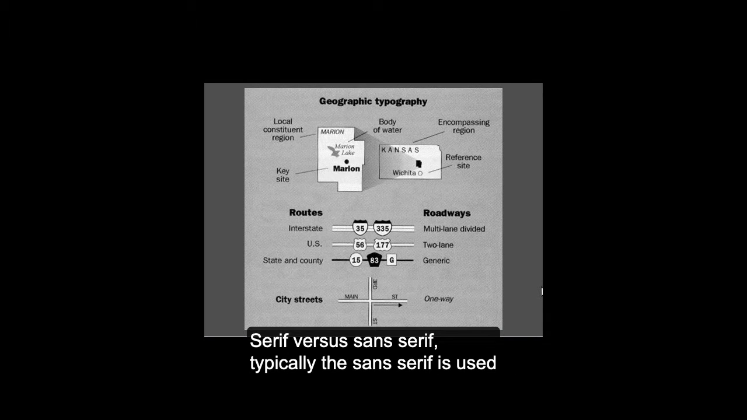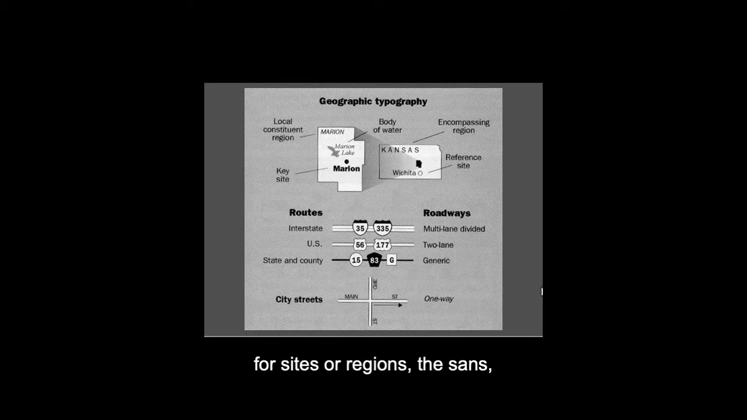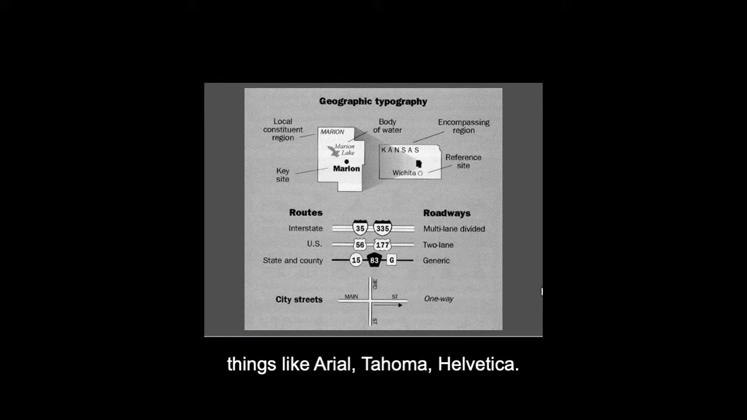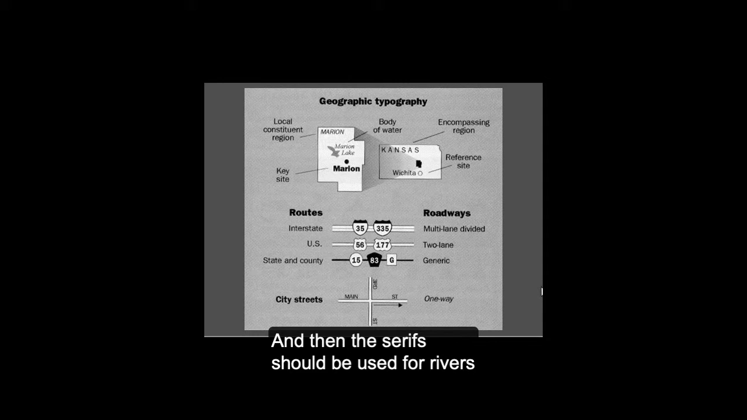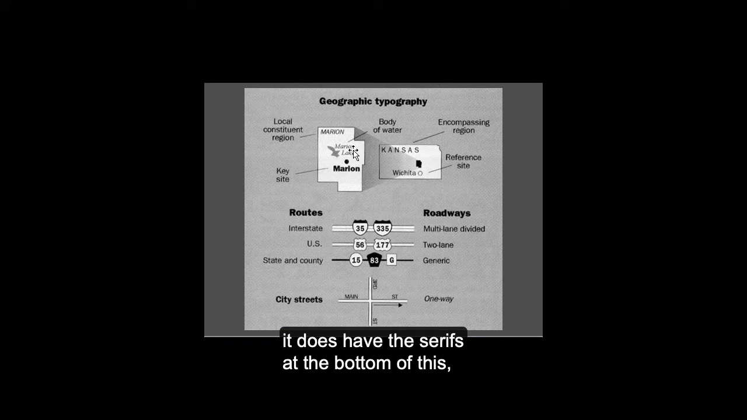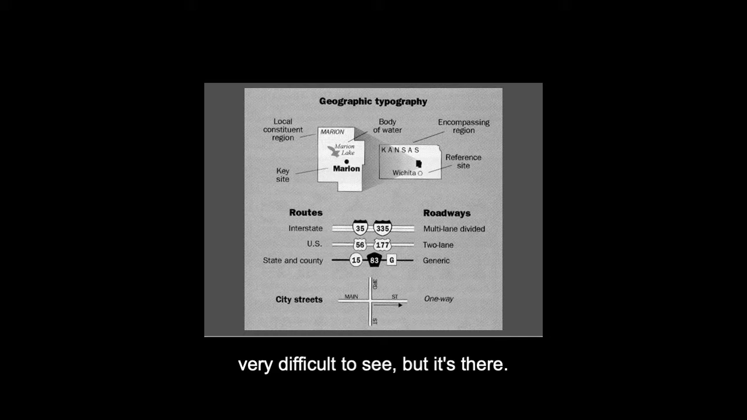Serif versus sans serif. Typically the sans serif is used for sites or regions. The sans meaning without those little feet, without the serifs, things like Arial, Tahoma, Helvetica. And then the serifs should be used for rivers and bodies of water. So if you look at the Marion Lake here, it does have the serifs at the bottom of the stroke. Very difficult to see, but it's there. So you have to think about that.